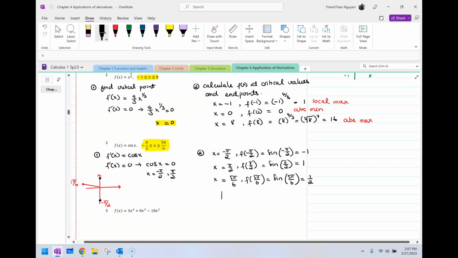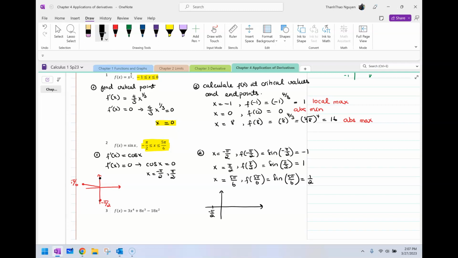Note that the graph of sine looks kind of like this. Here's negative pi over 2, pi over 2, and 5 pi over 6. Sine is going to look like that in that interval. As you can see, according to that graph, we have the absolute min, the absolute max, and a local min.